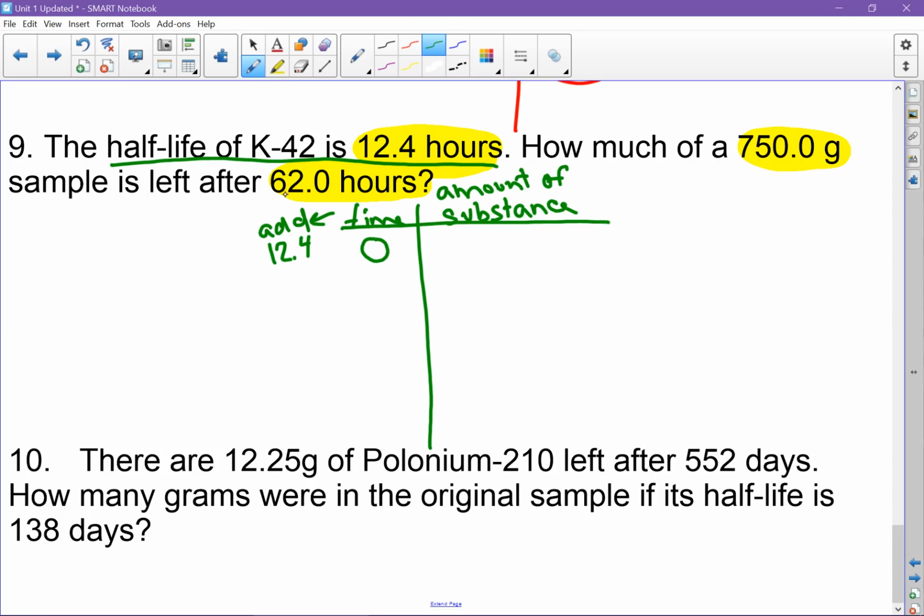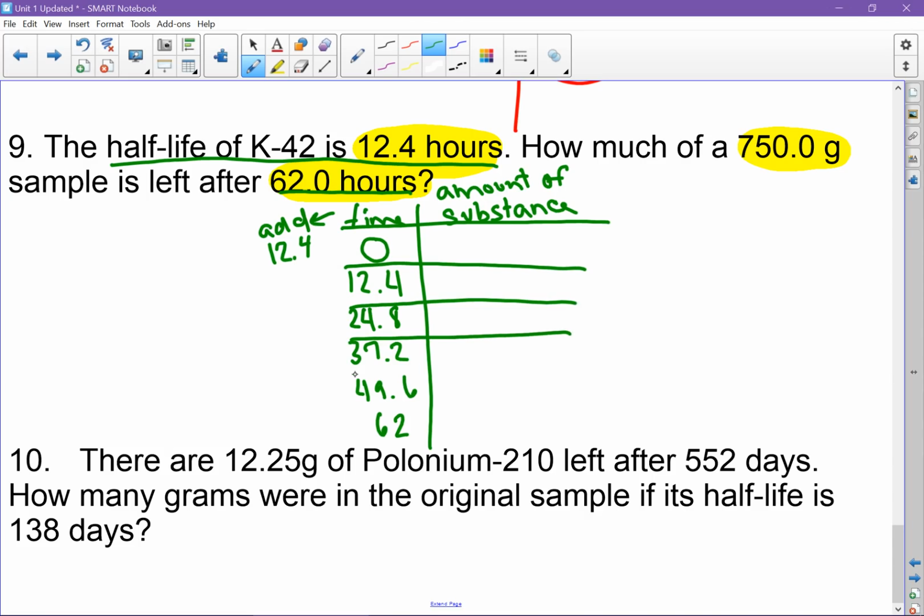It looks like we're going to add until we get to this amount of hours. So let's just start adding 12.4. So 0 plus 12.4 is 12.4. If I add 12.4 again, it's 24.8. If I add it again, it's 37.2. Plus 12.4 again is 49.6. Plus 12.4 again, we get our 62 that we wanted. So that means for each of those times, we need to figure out the amount of substance at each point.